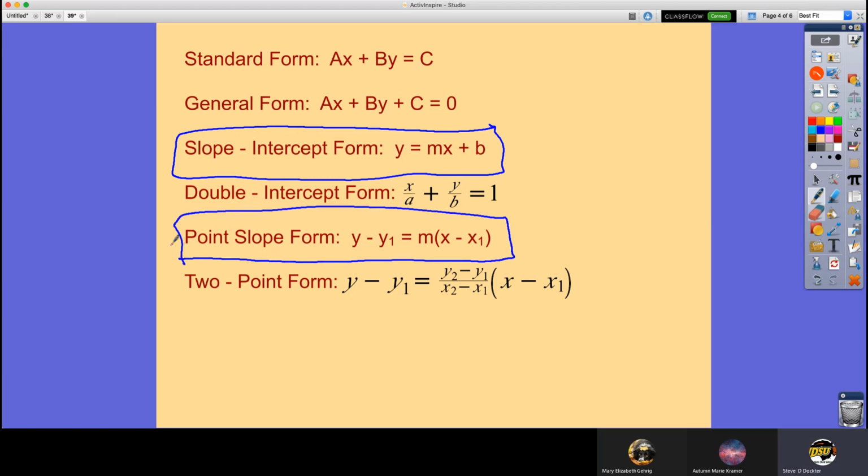Now, what they're going to ask you, yes, Ethan. How is standard form and general form the same? Because you subtract the C over this plus.